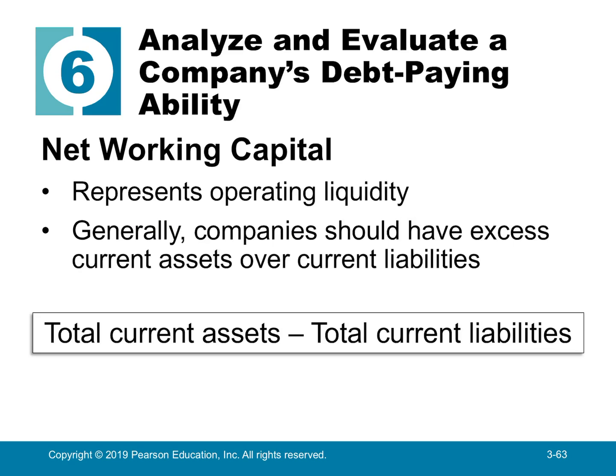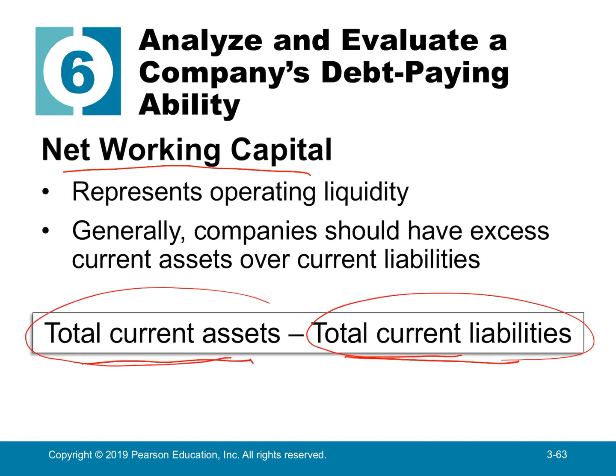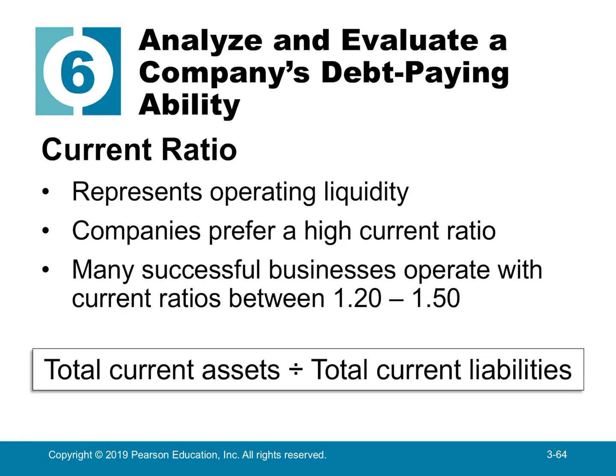So we're going to start introducing in this class some concepts. The most common concept is something called net working capital. All this is, it's just subtracting total current liabilities from total current assets, right? It gives a number. So if my total current assets are 1,000 and my total current liabilities are 800, that means my net working capital is 200.